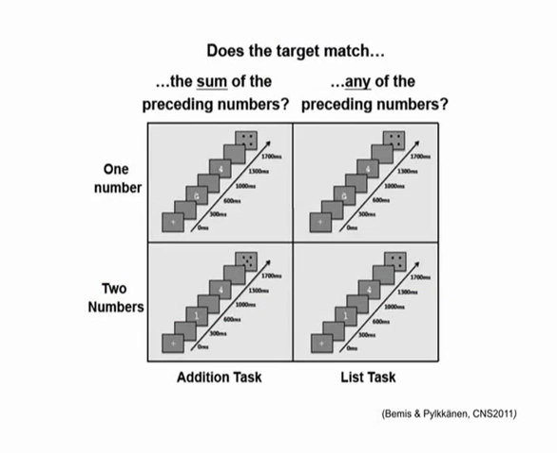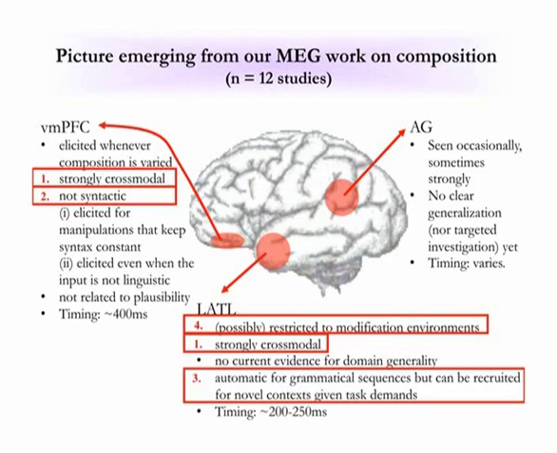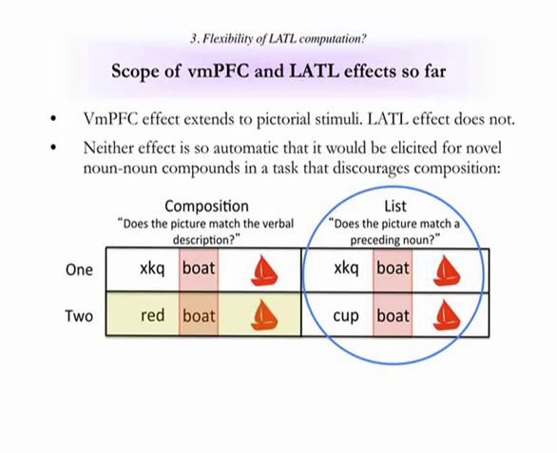All right, so what do we have so far? We see that the ventromedial effect extends to pictorial stimuli, and the left ATL effect does not. What we've also seen, although I didn't highlight this too much, is that neither of these effects is so automatic that it would be elicited for noun-noun compounds that are novel and presented in the context of a task that really discourages composition.